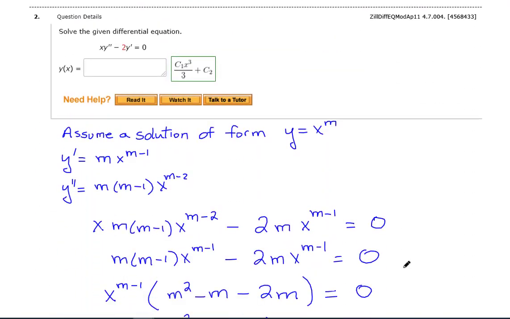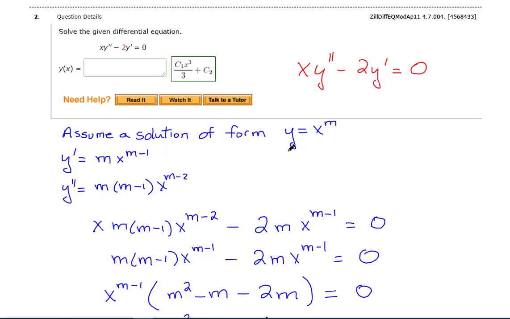Now when we get to question 2, we have x y double prime minus 2y prime equals 0. Alright, so let's write that down. x y double prime minus 2y prime equals 0. Now looking at this, you're thinking something's wrong. I thought we were supposed to have an x squared in front of the y double prime term. Something's off. Alright, so when it looks a little off, we go back to basics.